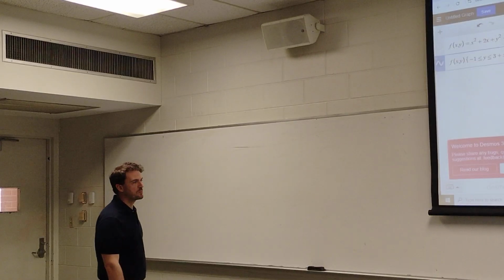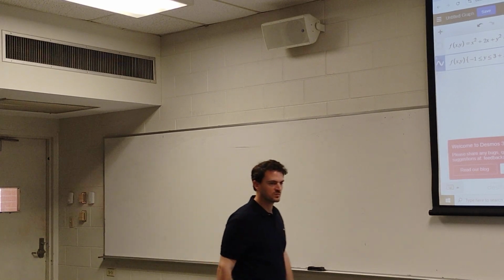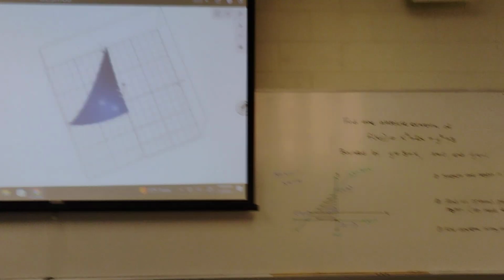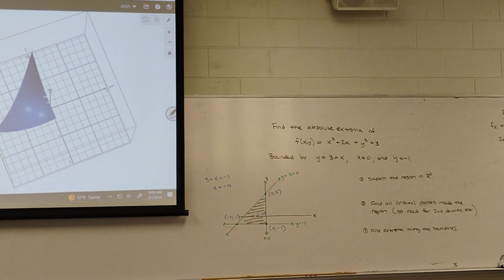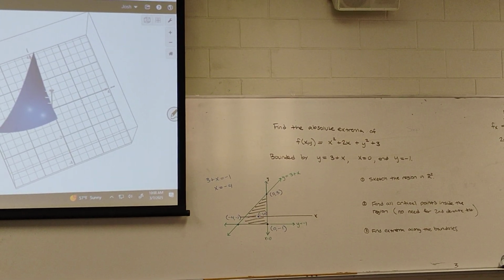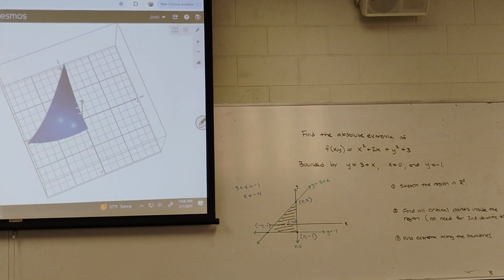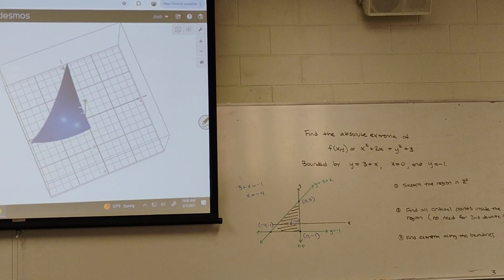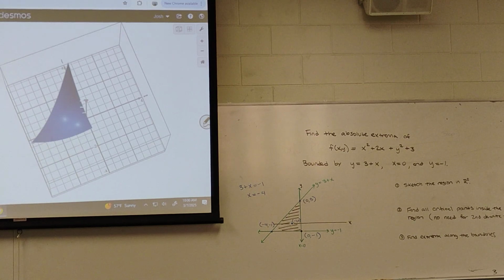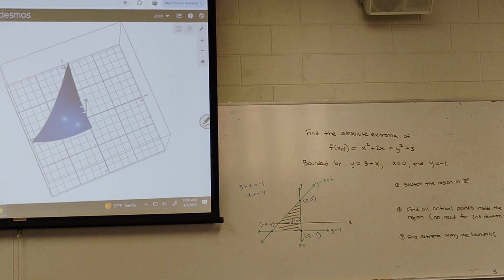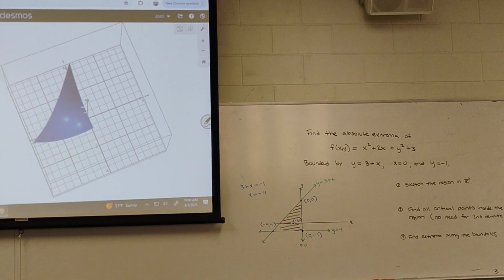So looking back at our picture, labeling is going to be super important. This is the line y equals -1. So we're going to check everything along the line of y equals -1. Then we're going to check everything along the line x equals 0. And then we're going to check everything along the line y equals 3 plus x. Okay. See that.